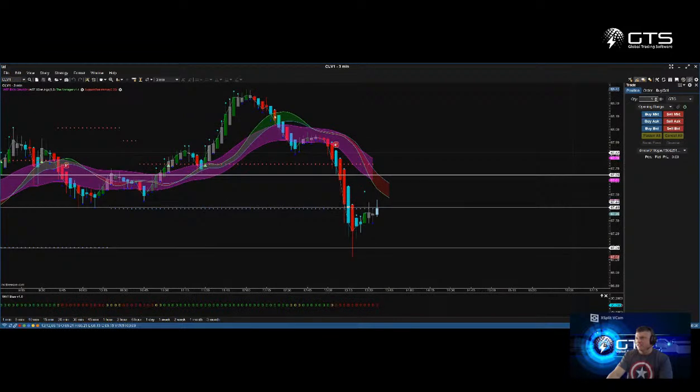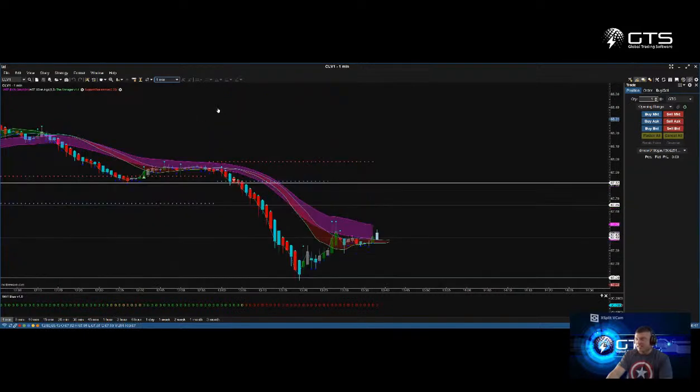But look at this, boing. That is from the high to the low. Wow, that's beautiful right there. I don't think there was a sell until that right there. So we're going to check the different time frames and see what we got.